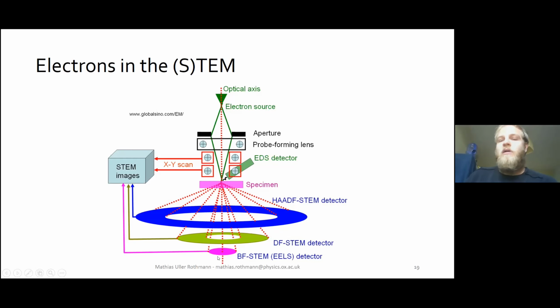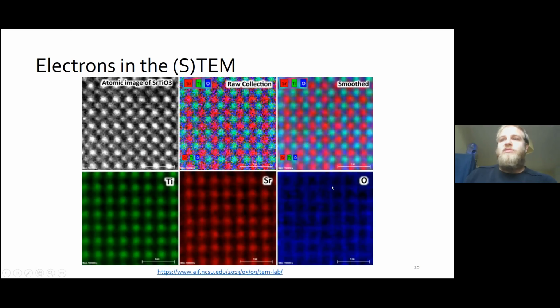It's basically a camera that takes electron intensity down here. So we can get a whole bunch of information through in a TEM. And so this is a really good example of some of the cool things that we can do.